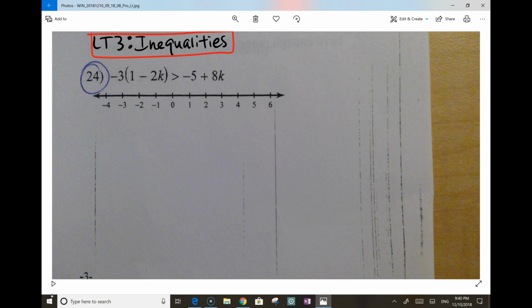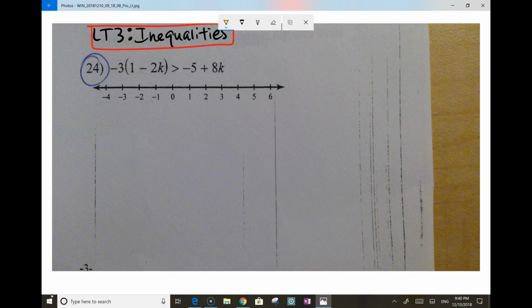So the first thing that I'm going to do is distribute this -3 inside. So it's the same technique as with solving equations. So this becomes -3 plus 6k, and this is greater than -5 plus 8k. So as you can see, it starts off the same way as when we solve a regular equation.